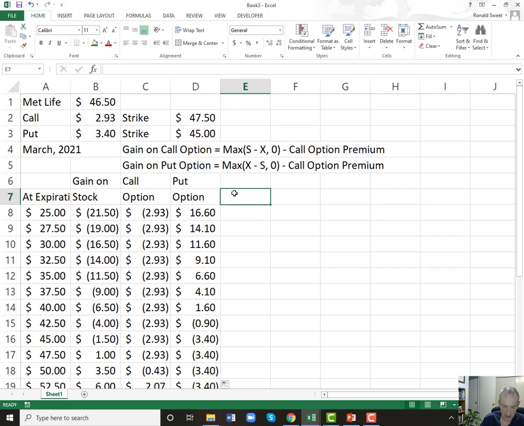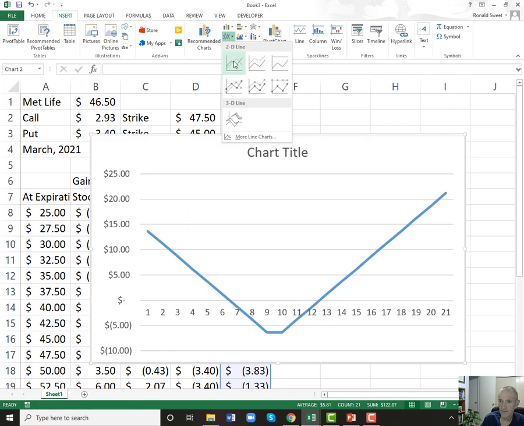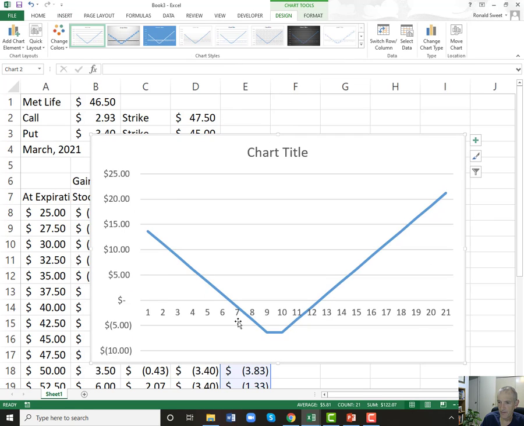So we put those two together, and we do. This is really a strangle or a straddle, either one. A straddle is when you're right at the money. So the stock's trading for $46.50 and your strikes are $46.50. We couldn't do that because that didn't actually exist. So our strangle is we just add these two things together. And there's our strangle, and if I graph this, it's going to look kind of like a U or a V.